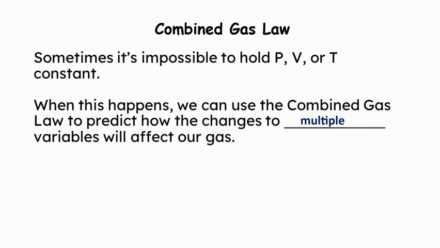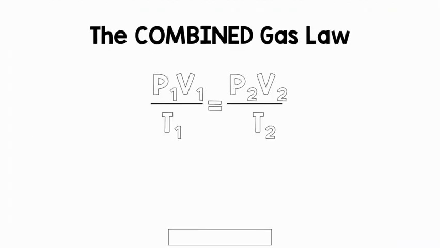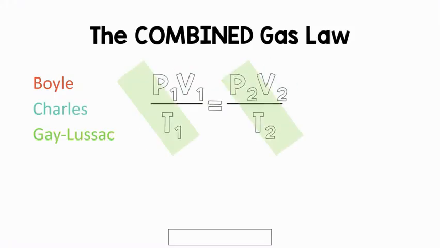Let's take a look at the equation. The combined gas law is P1 V1 over T1, which is equal to P2 V2 over T2. We have Boyle's law, P1 V1 equals P2 V2. We have Charles's V over T, and we have Gay-Lussac's P over T, thus resulting in the combined gas law.